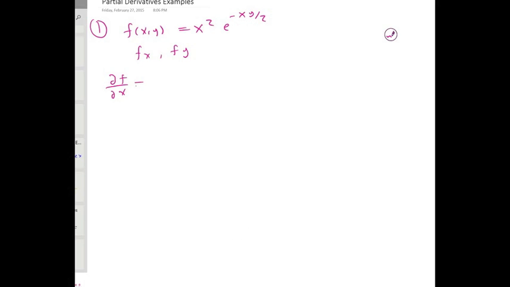df dx is going to be the partial derivative with respect to x of this function. And we have two functions of x multiplying each other, so we're going to have to use the product rule. So first we'll take the derivative of this, we'll multiply by this function, and then we'll add that to the first function times the derivative of the second function.